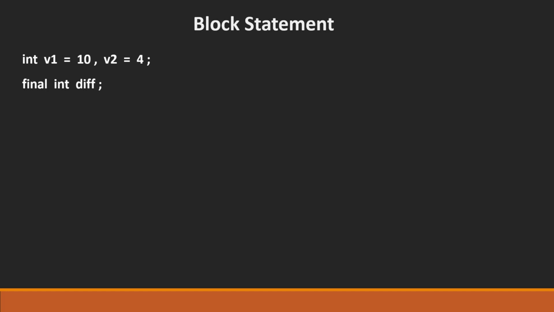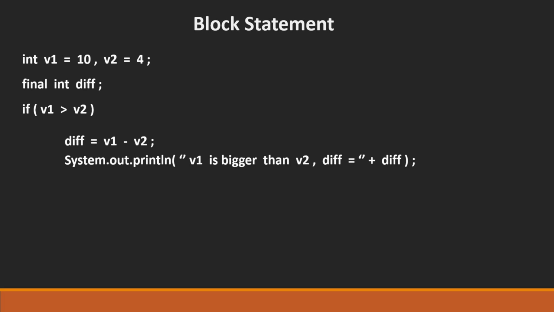Notice that diff is final, meaning we can only assign to it once. So let's go ahead and add a condition if v1 is greater than v2. And if that condition is true, we want to calculate the difference by subtracting v2 from v1, then printing out the message v1 is bigger than v2 and displaying that difference.